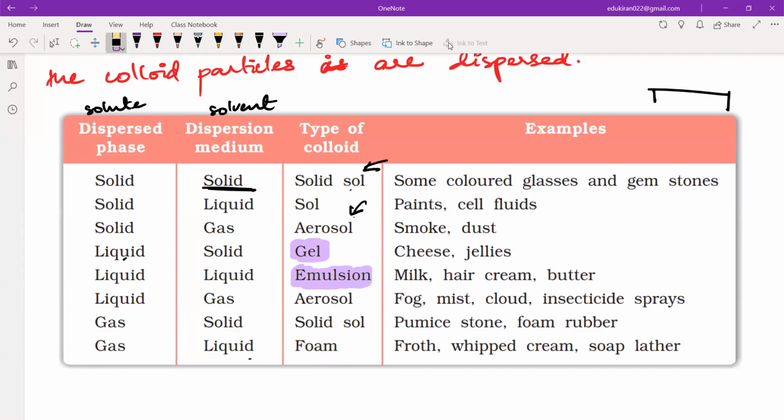Anything else, guys? Please tell me. I don't think you have any doubt, right? Remember these three numbers. Gas inside liquid will be foam.